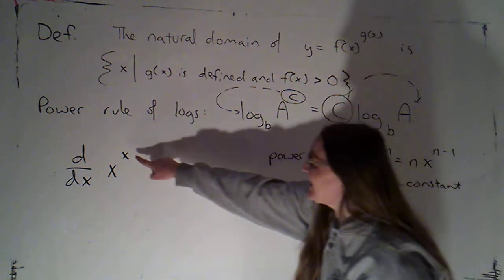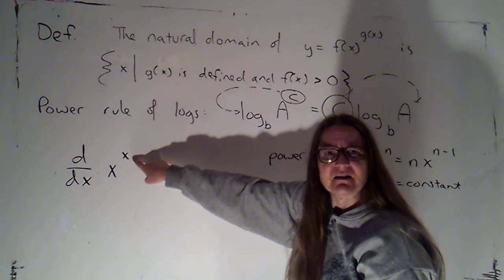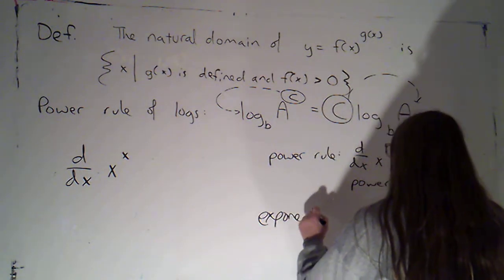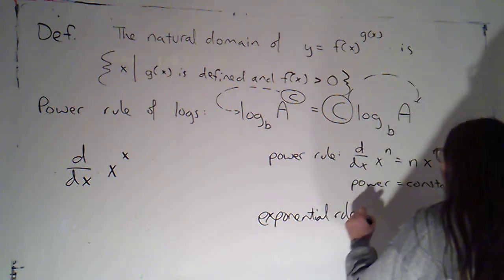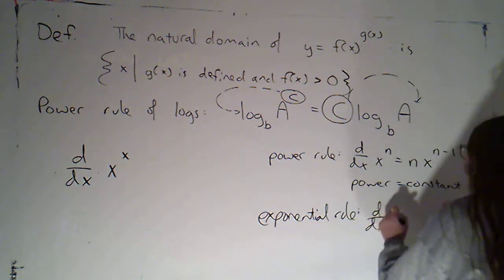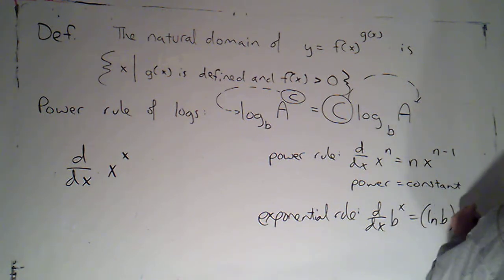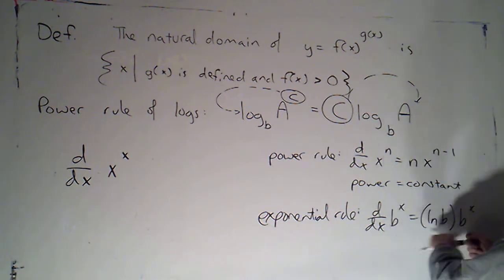That doesn't apply here because that's not a constant. I've also got my exponential rule. I know that the derivative of b to the x is the natural log of the base times b to the x. This is the most general version.